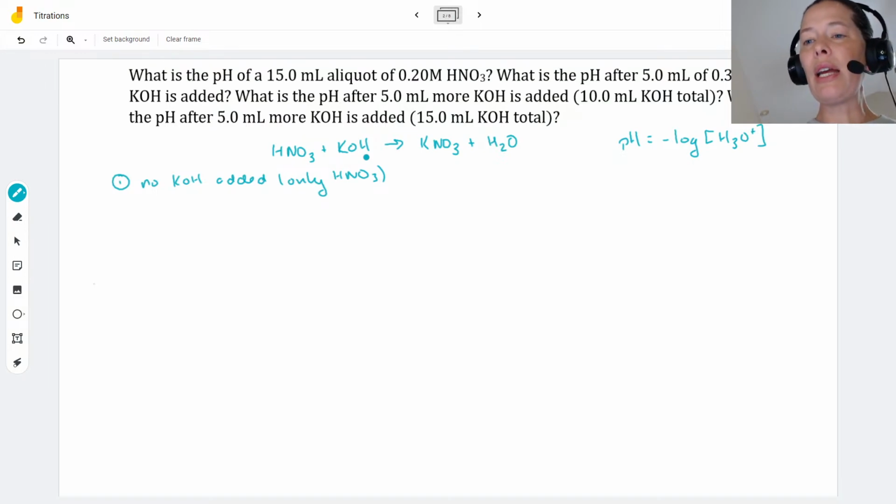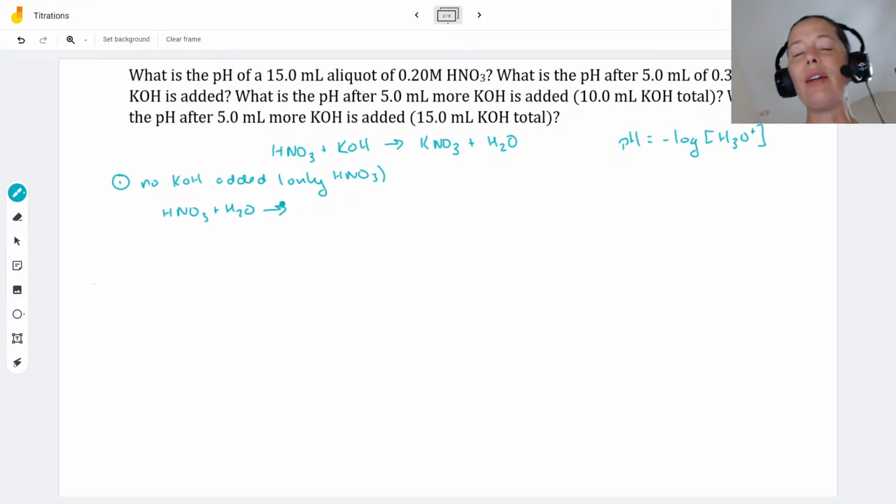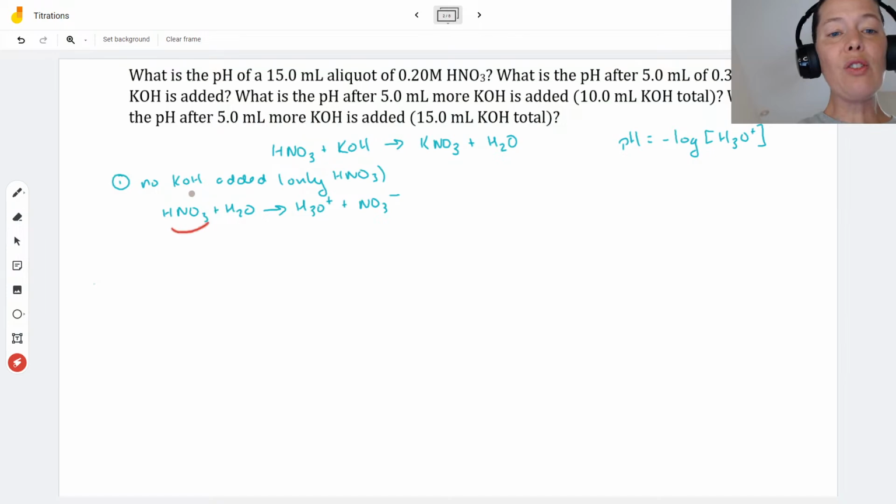Okay, so again, we need the concentration of our hydronium ion. Now the great thing about a strong acid is when we have nitric acid in water, it is a right-hand arrow only. This is not an equilibrium. It's going to completely ionize. So we are forming the hydronium ion and the nitrate anion. This means that our concentration of nitric acid will equal our concentration of hydronium ion.